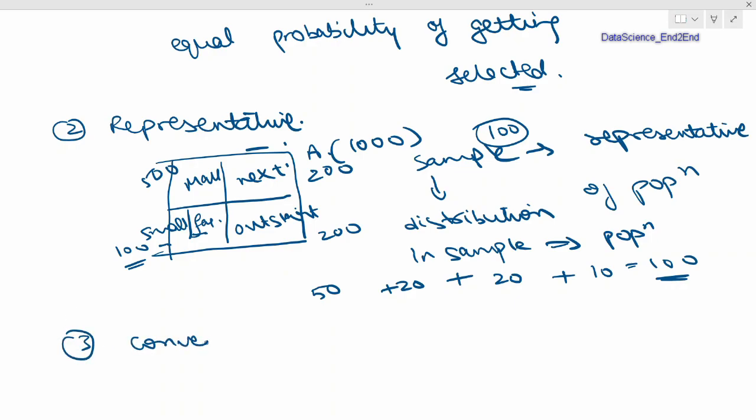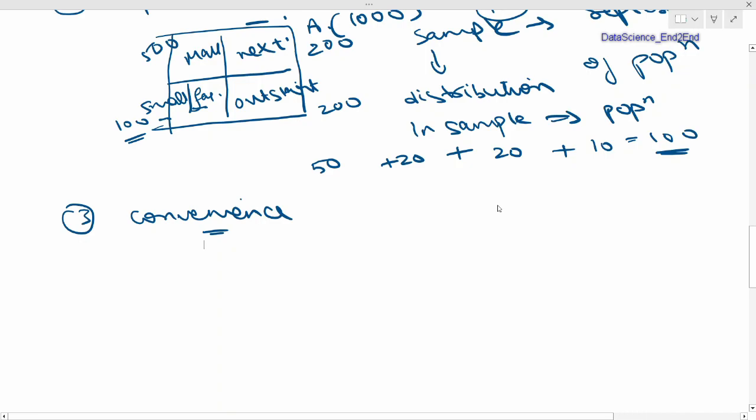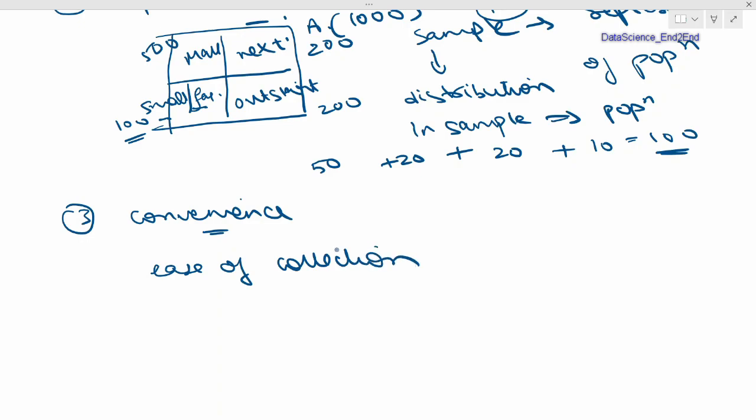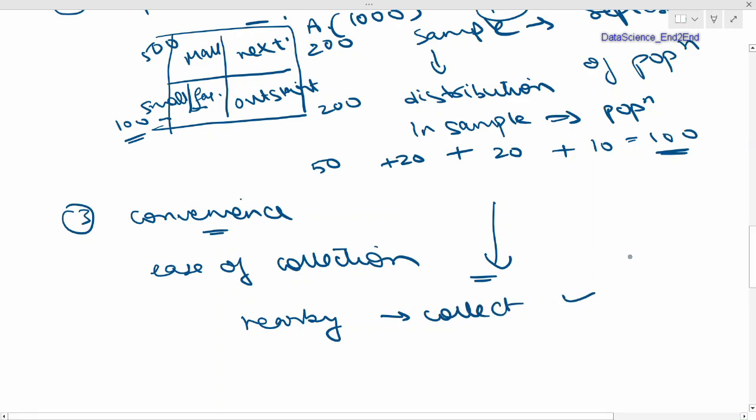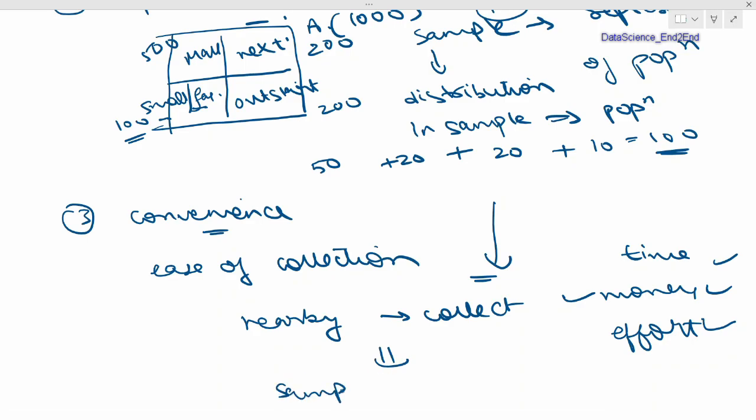Third and final one is convenience sampling. In convenience sampling, researchers take care of the convenience or ease of collection of data. Continuing our previous example, here the researcher may focus on the nearby areas and collect the data. This will help in reducing the time, money, and efforts of the researcher while collecting the data. This method is also very good and reliable as long as the sample that you are collecting represents the population.